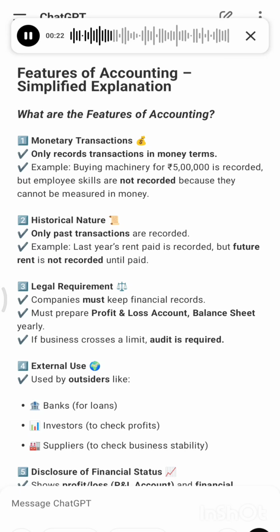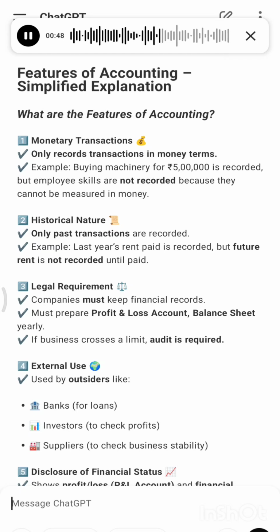2. Historical nature. Only past transactions are recorded. Example: last year's rent paid is recorded, but future rent is not recorded until paid. 3. Legal requirement. Companies must keep financial records and must prepare a profit and loss account and balance sheet yearly. If a business crosses a limit, an audit is required.